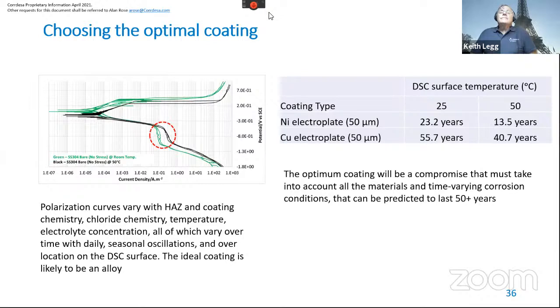So first you have to choose the right coating. This just gives some examples using a nickel or a copper electroplate. You can see the copper would last long enough, to start with anyway, without going through all of the calculations. It looks like it will last long enough, and it will not give you galvanic corrosion against the steel. However, it looks like we need an alloy to pull those curves together. But now the curves also depend on temperature and on concentration. So this is a very complex problem.